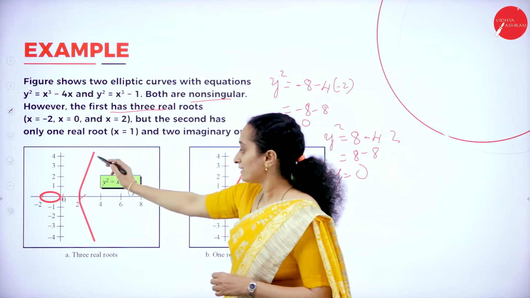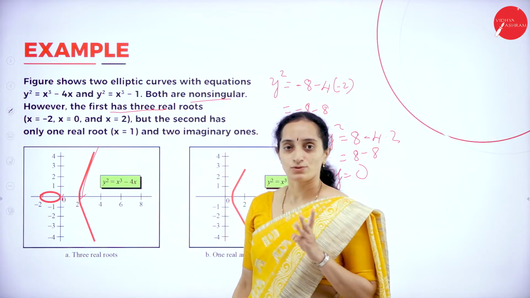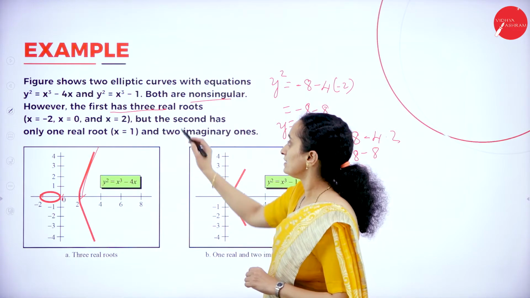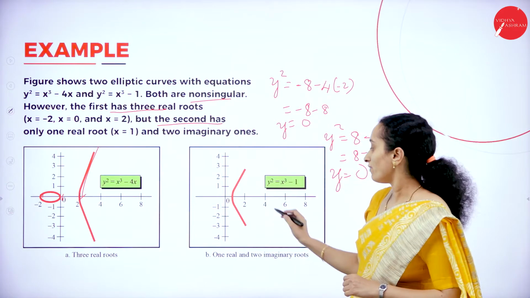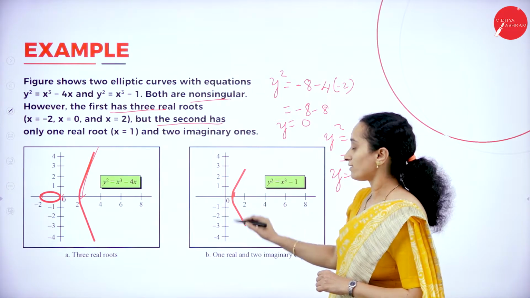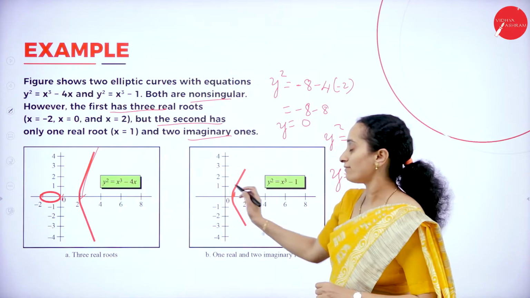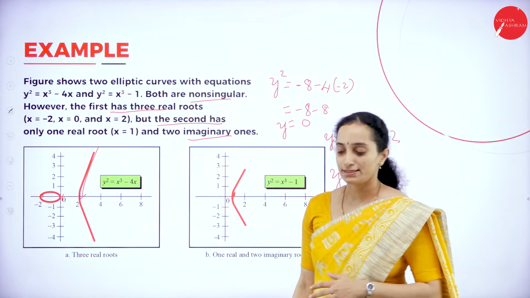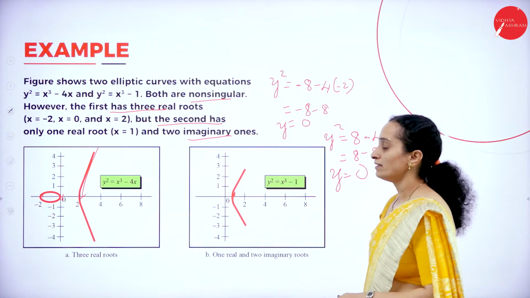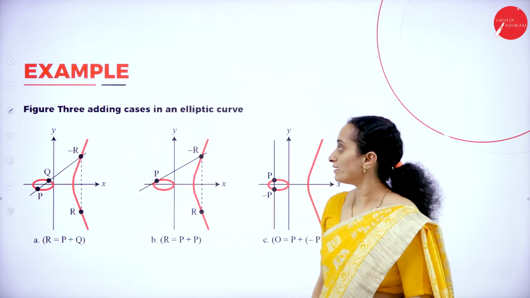That means it is making a straight line with the 3 values. The sum will always be 0. Then we have the second one with only one real root, x = 1, and 2 imaginary ones. We can't see those values here because they are imaginary. So we have the elliptic curve with the real numbers.